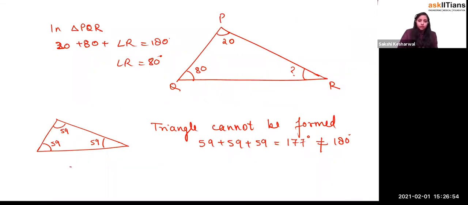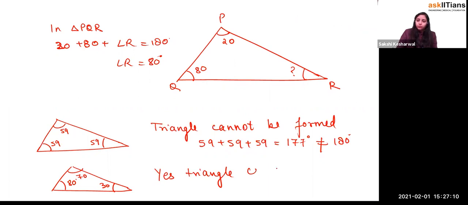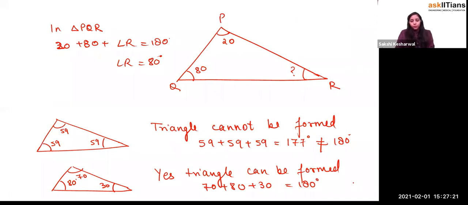Or let us suppose I give you this angle as 70, this angle as 80, and this angle as 30, right? Can you form a triangle? Yes, a triangle can be formed, because if you add 70 plus 80 plus 30, which is equal to how much, beta? 180 degrees. So yes, it can be formed, right?